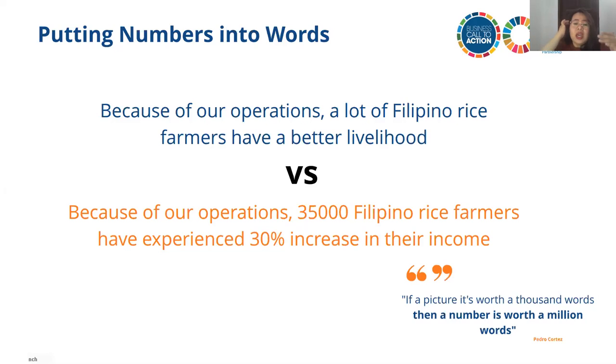Okay, so effective na. Basta, it makes your pitch better. Imagine if you're pitching and the judge hears that a lot of Filipino rice farmers have better livelihood. Most likely, the judge will ask you, so how many Filipino rice farmers are we talking about there? So instead of wasting time explaining kung gaano karami, you put it out there immediately because it gives a better perspective. It makes it clearer for the judges, and it gives you a better image.